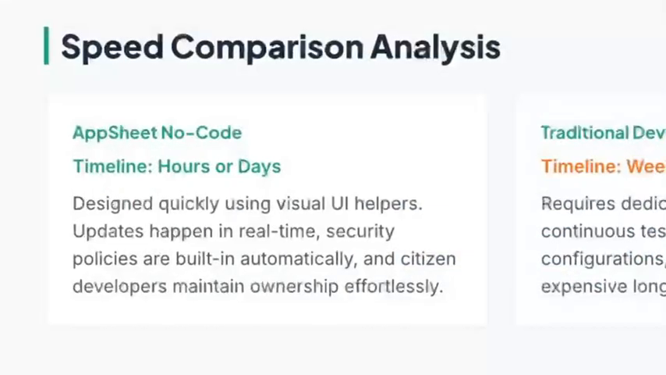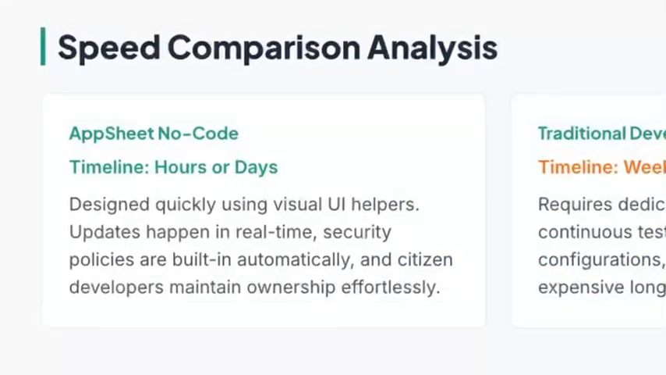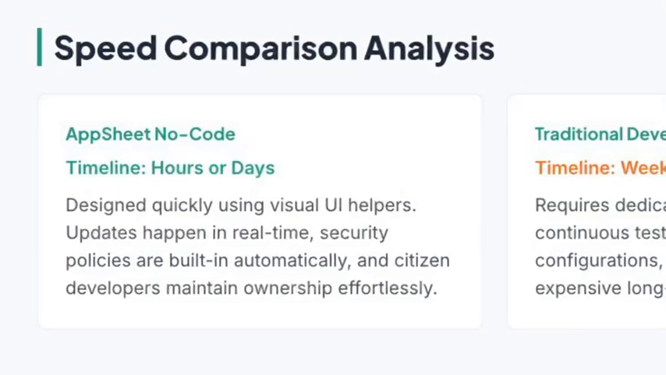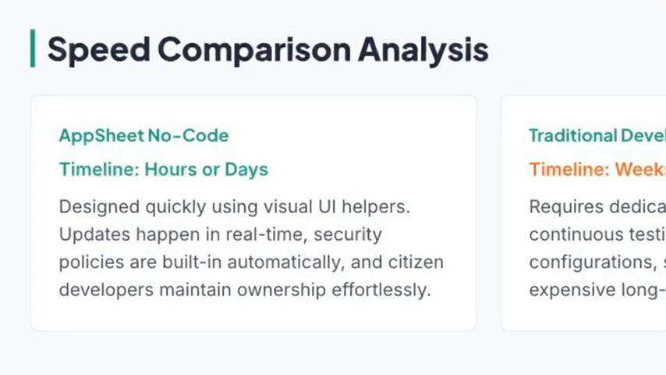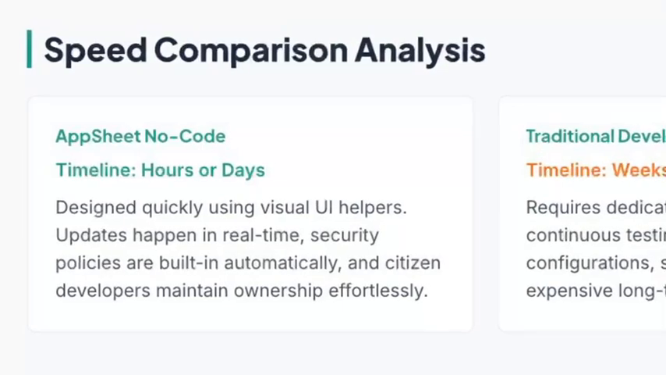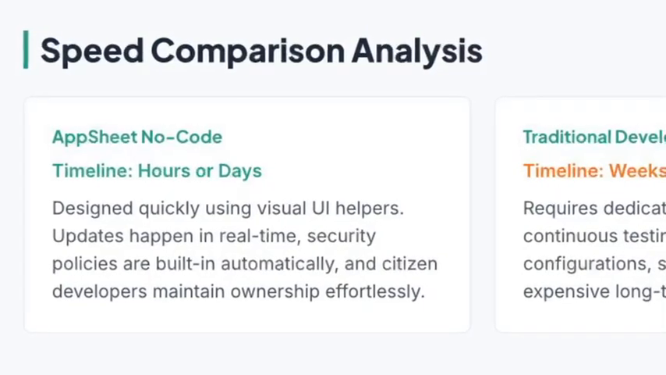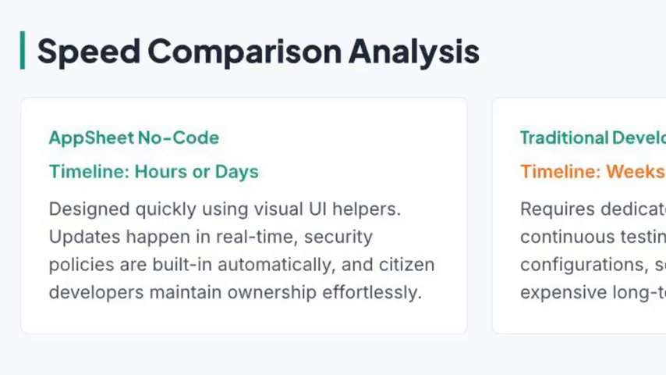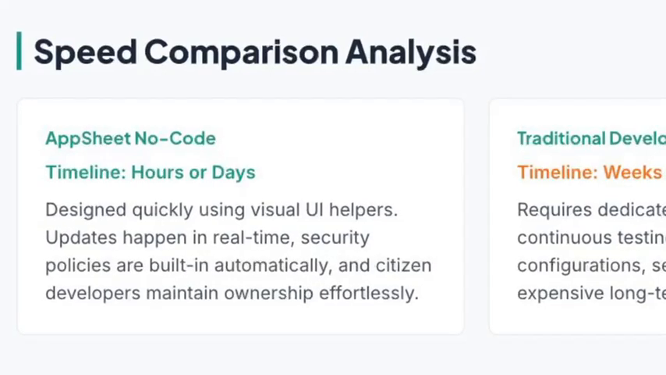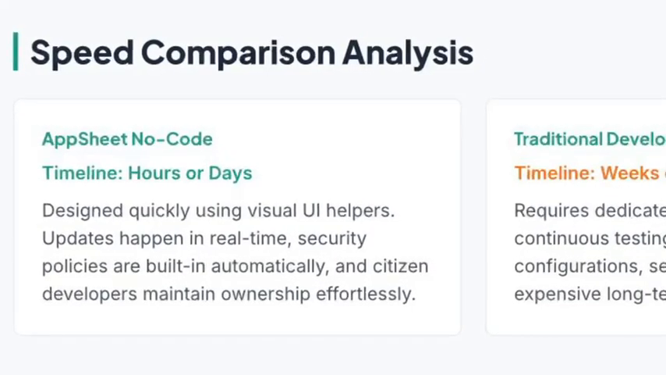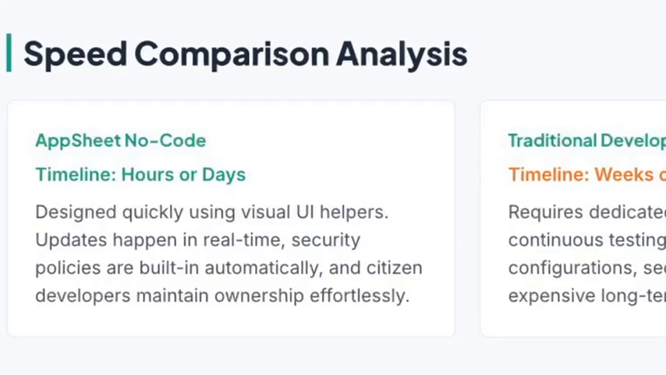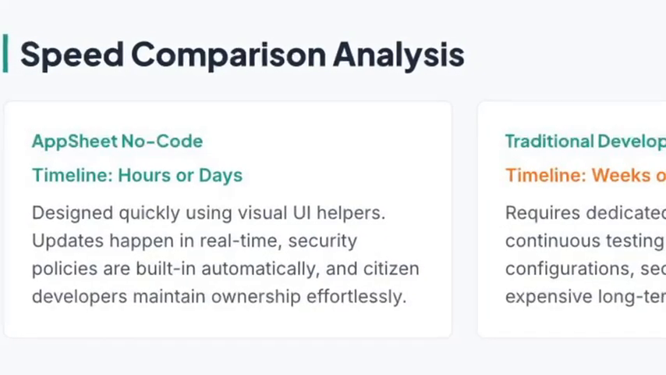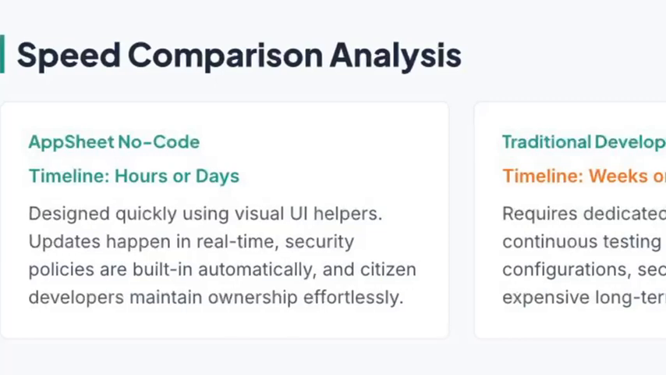So, to fully appreciate the business case for AppSheet, let's look at a head-to-head comparison against traditional custom software development. On the left, we have the AppSheet no-code model. The timeline here is measured in hours or days. Because you build visually, you can build an app, gather information, and update instantly. It requires no specialized coding skills and security policies are automatically built in.